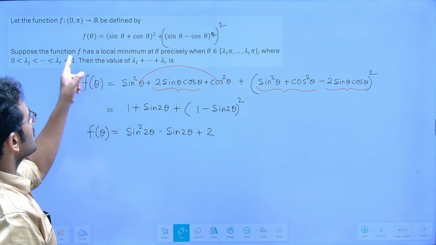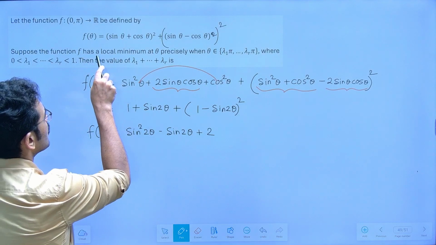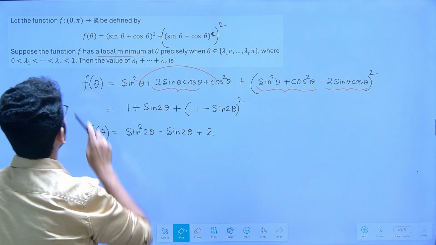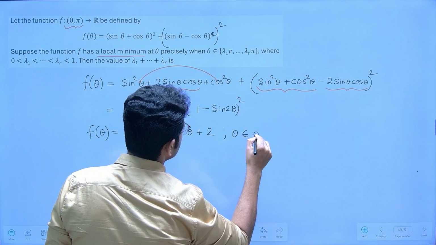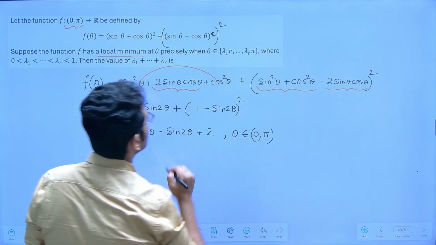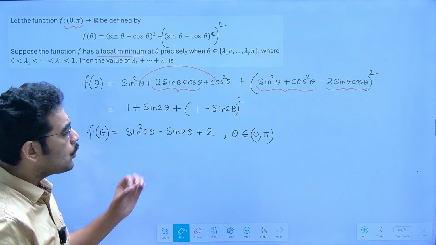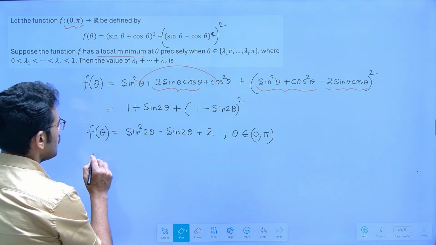Now suppose the function f has local minimum at theta. What is the domain of theta? 0 to pi. So theta belongs to 0 to pi. And we need to find out the point of local minimum for the function. So let us go for the derivative.